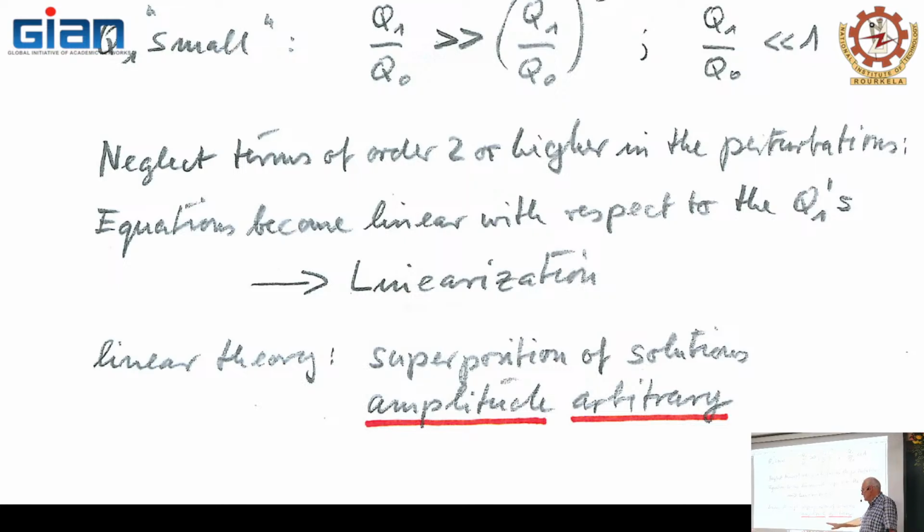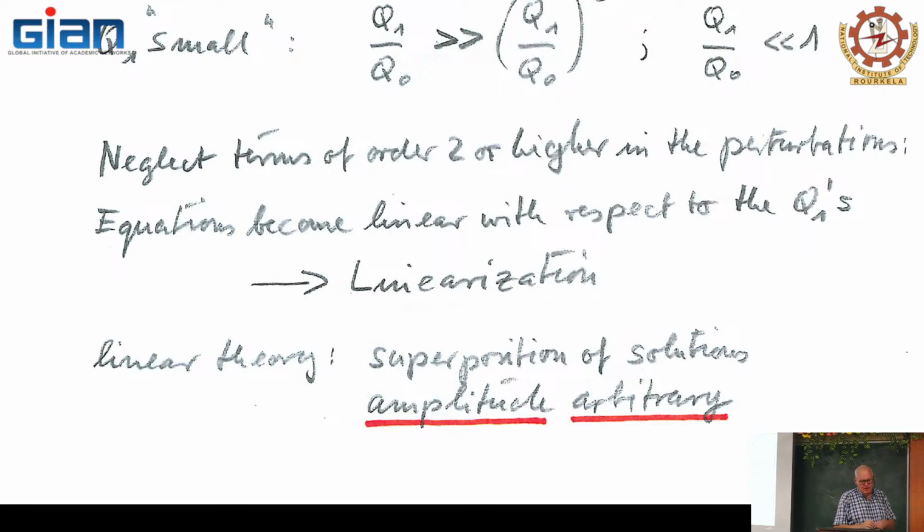Keep in mind, you can never determine amplitudes of a perturbation or of the solution of the perturbation equation, because the amplitude is in principle arbitrary. You can always multiply a solution with an arbitrary factor, and it will become a solution again. Okay? Amplitudes can never be determined by this approach.